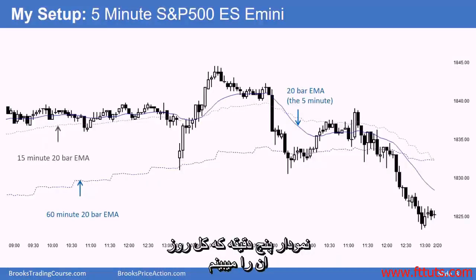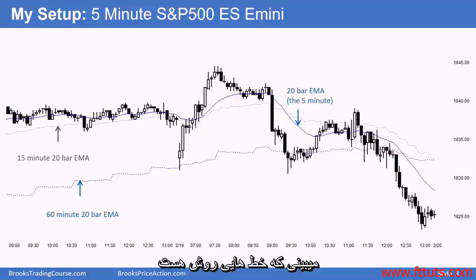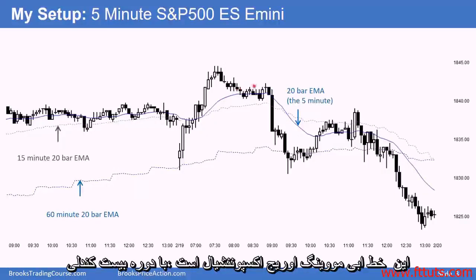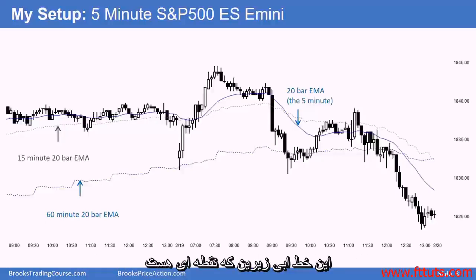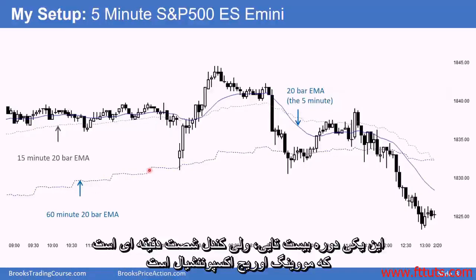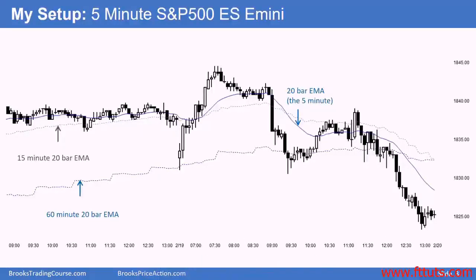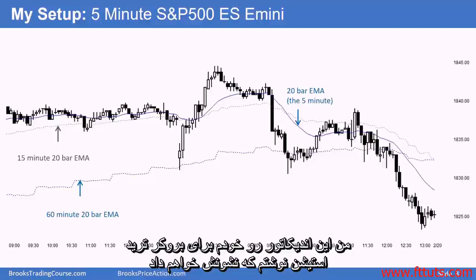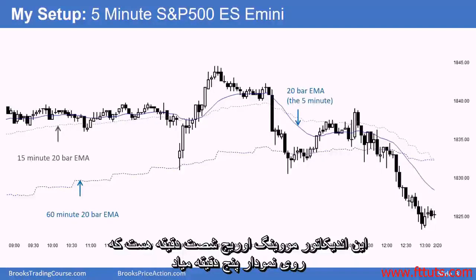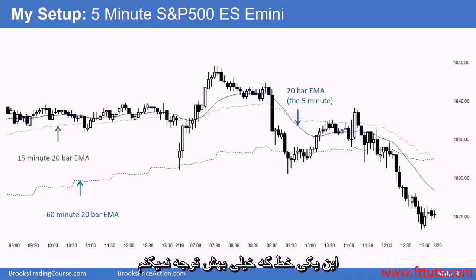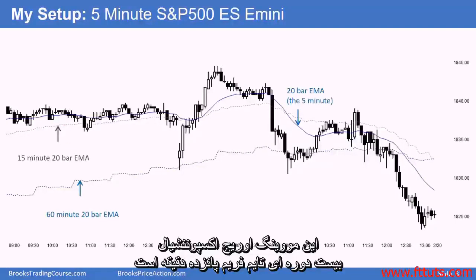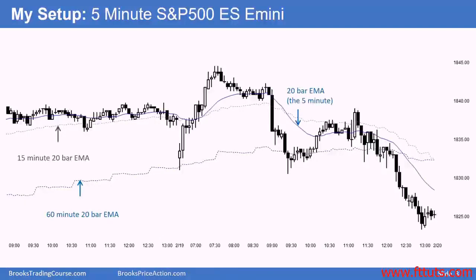On my 5-minute chart, which is the chart I look at all day long, you see that there are some lines. This blue line is the 20-bar exponential moving average. And then I have another blue line down here that is dotted, and that is the 60-minute 20-bar exponential moving average plotted on the 5-minute chart. I wrote a TradeStation indicator, which I will show you in a couple minutes, that plots the 60-minute 20-bar moving average on the 5-minute chart, and it's very accurate. And then this other line, I don't pay as much attention to it, is the 20-bar exponential moving average on the 15-minute chart, again plotted on this 5-minute chart.